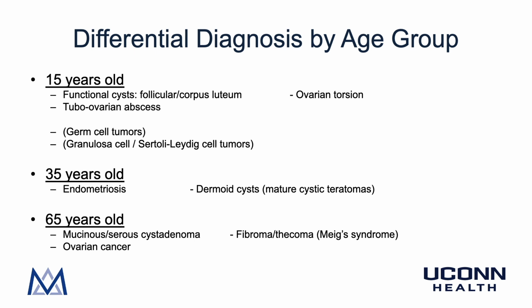Finally, in our older age group of 65-year-old women, we would want to think about these other tumors as well. These include the mucinous and serous cystadenoma, which are more common in this age group, as well as the stromal tumors of fibroma and thecoma.